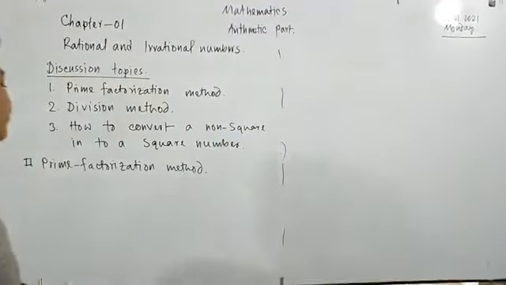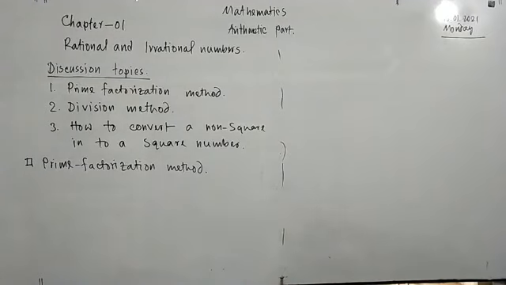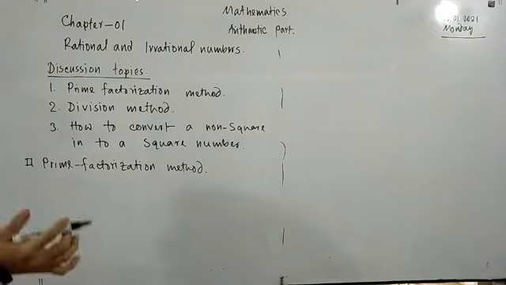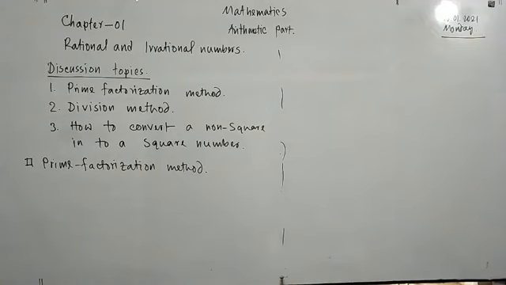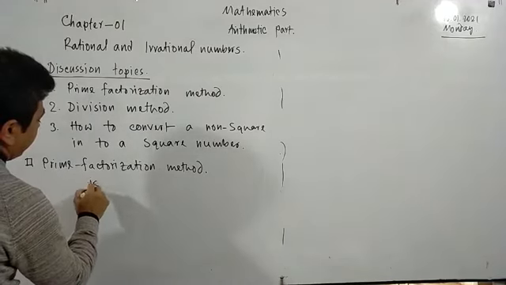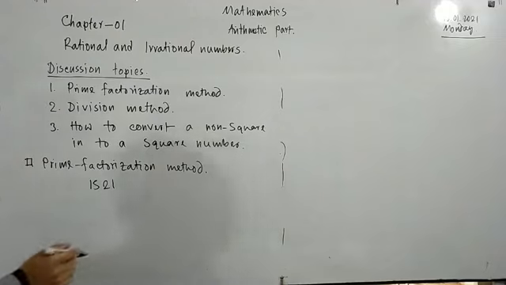Okay, so we can take a number, for example, which one should I take? I am just taking one number from the exercise. For example, 1521. I have taken this number, and I will use the prime factorization method and find out what is the square root of that number.